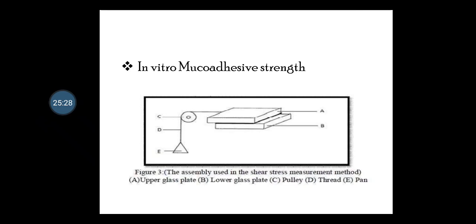Next is in vitro mucoadhesive strength, where you can determine the mucoadhesive strength of your dosage form. In the figure there is a depiction of A, B, C, D, E, where A is the upper glass plate, B is the lower glass plate, C is a pulley, D is a thread, and E is a pan. With this setup you determine the mucoadhesive strength of your tablet.